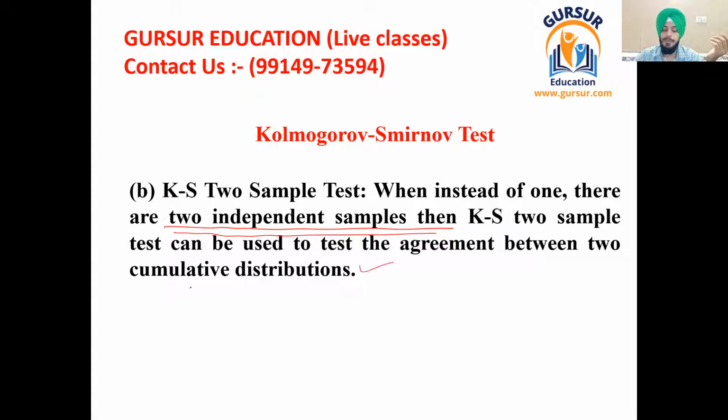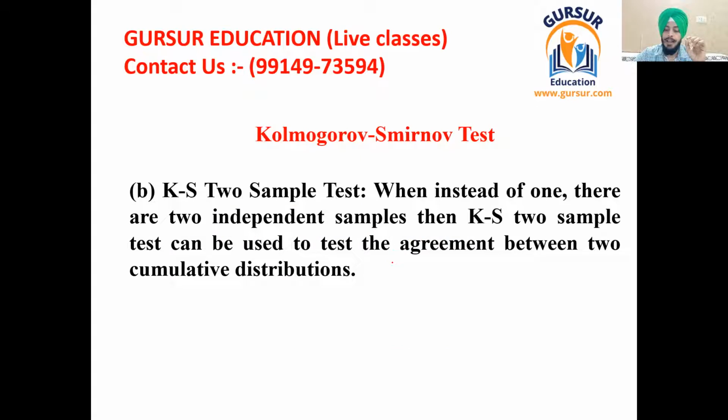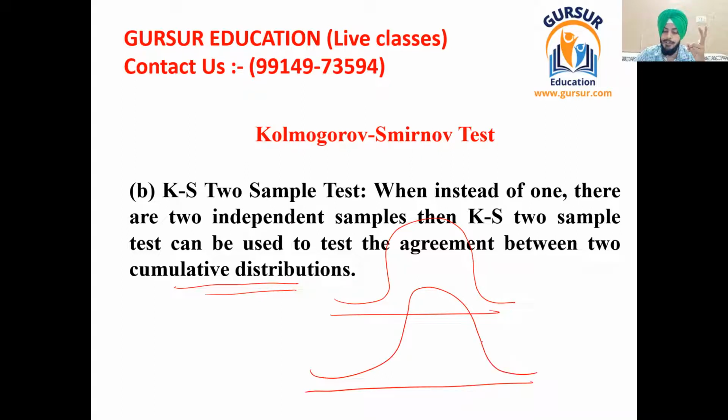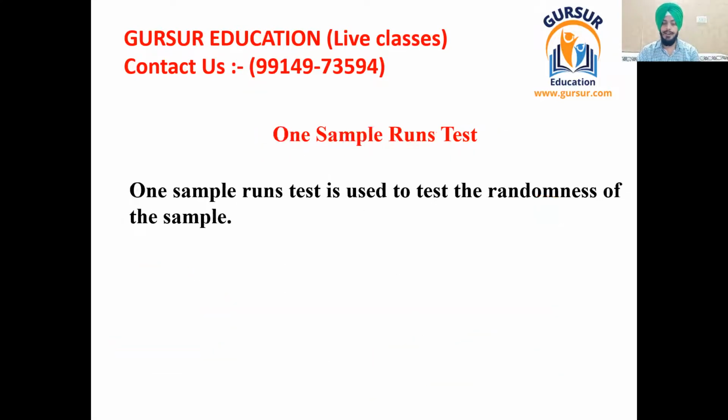For the two samples test, there are two independent samples, and you have to find the difference between cumulative distributions. I have already taught you this many times. Again, where there are two samples and cumulative distributions, and you try to find the difference between the observed cumulative distribution and the expected cumulative distribution, you have to apply the Kolmogorov-Smirnov two sample test.